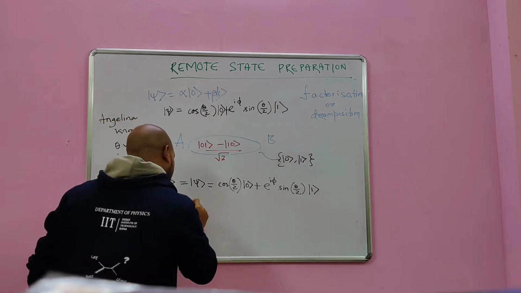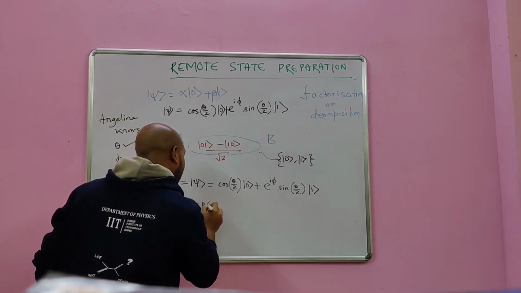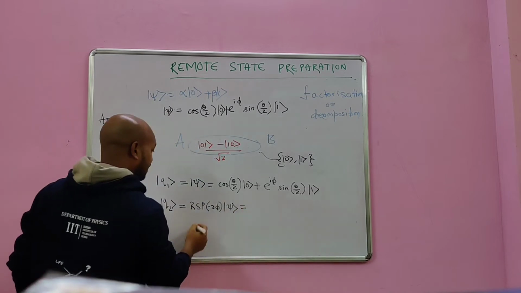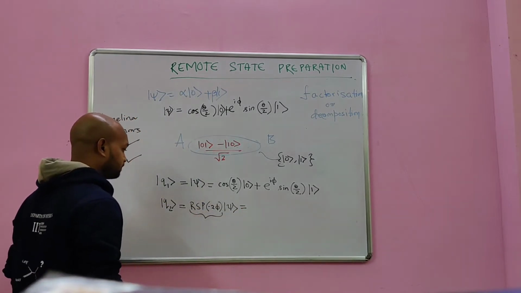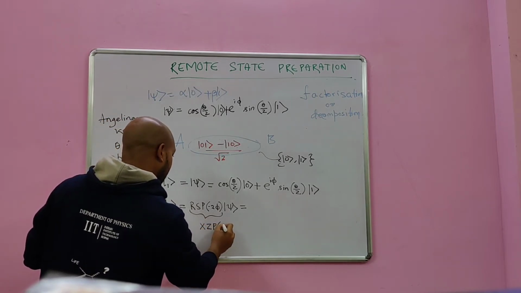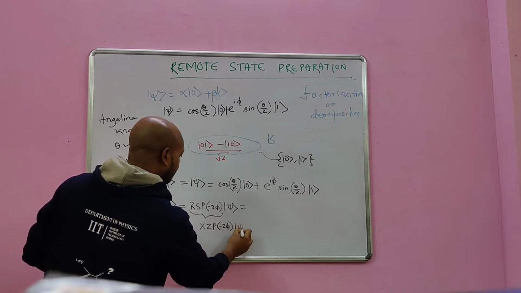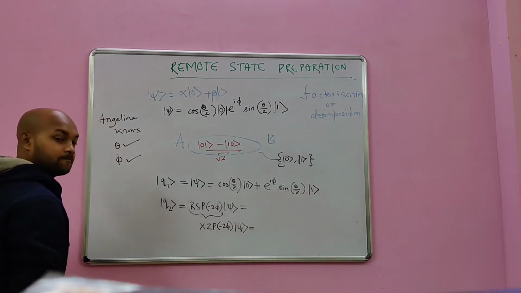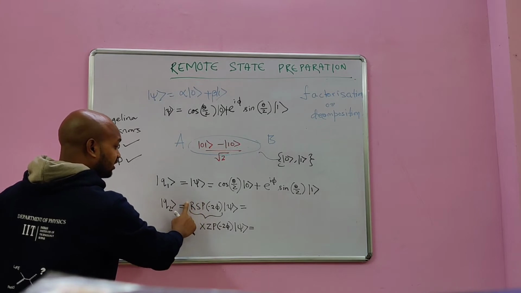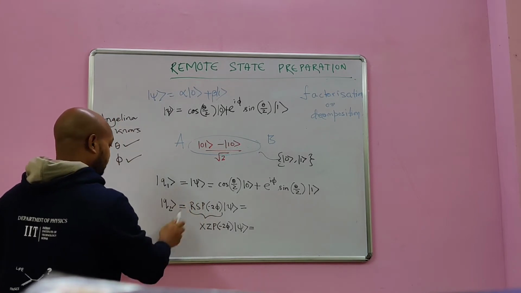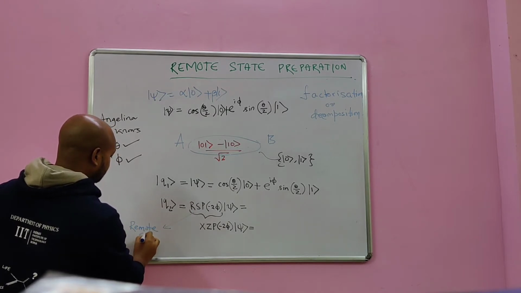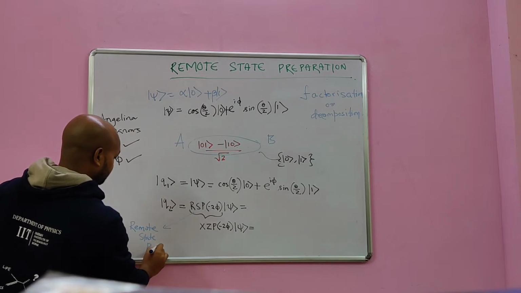Q2 is a gate which is RSP of minus 2 phi times psi. I will tell what this means in a minute. RSP of minus 2 phi is X, Z, P of minus 2 phi operated on psi. So this is basically the remote state preparation gate. This here denotes remote state preparation.